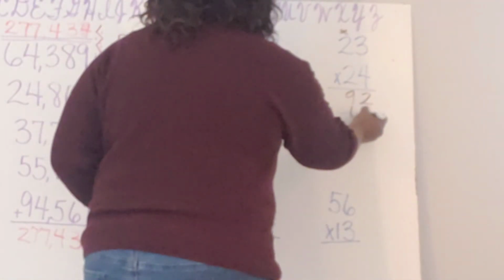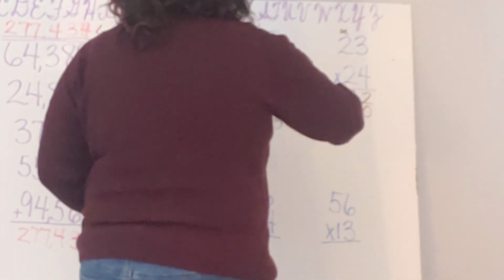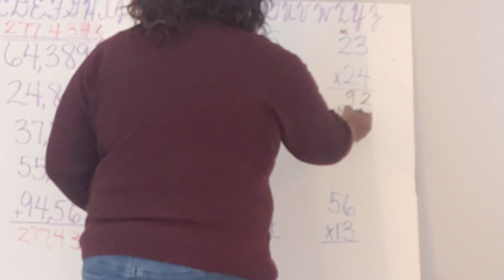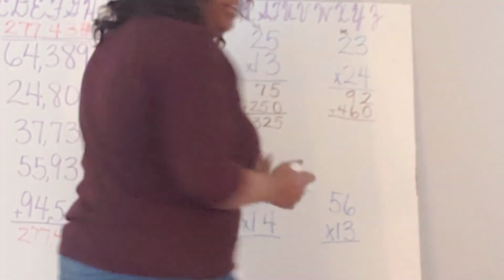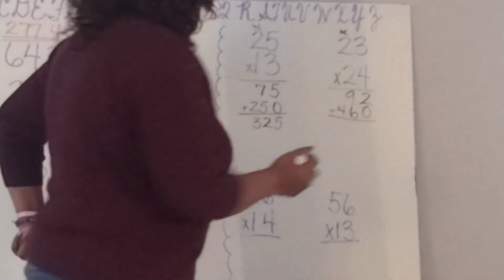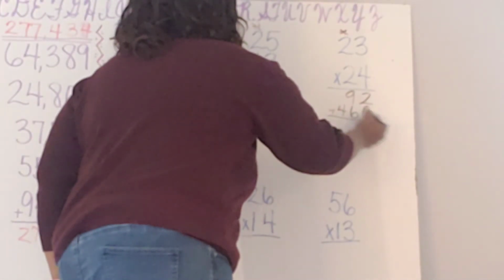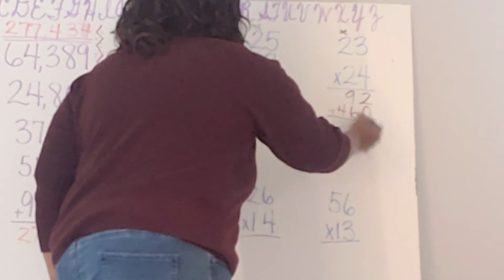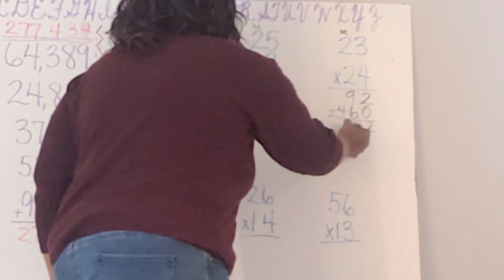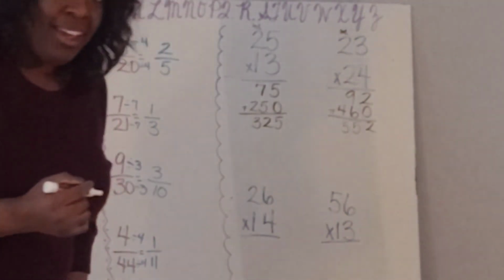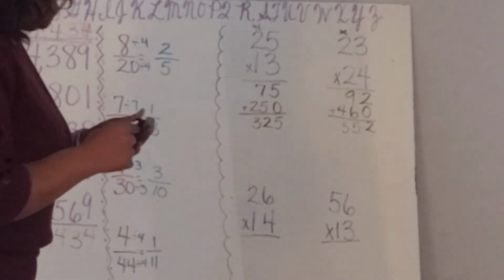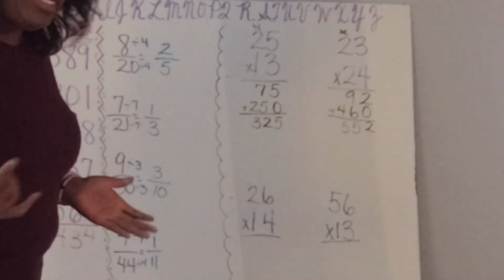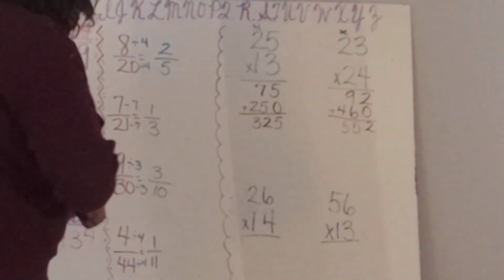So 2 times 3 is 6, and then we just multiply 2 times 2, which is 4. We don't need to add the 1 because we already used that for the first part of the problem. And add my partial products. 2 plus 0, 9 plus 6, 15, carry over the 1, 1 plus 4, 5, 552. Easy, right? All right, we're going to practice again. 26 times 14, but right now just 26 times 4. So 6 times 4.